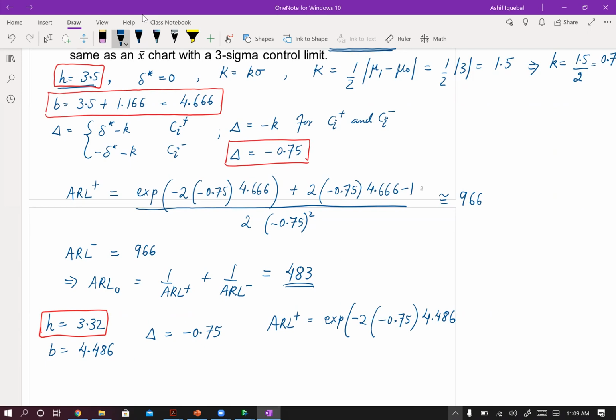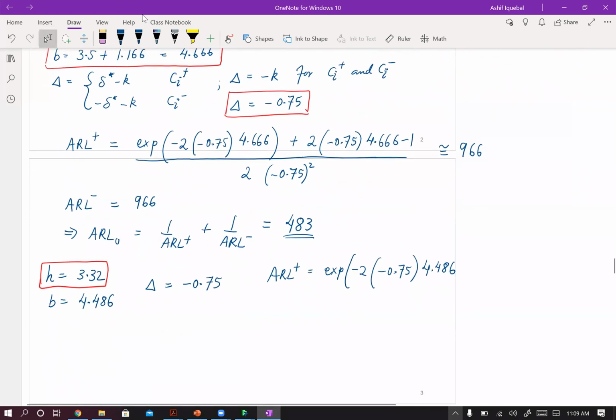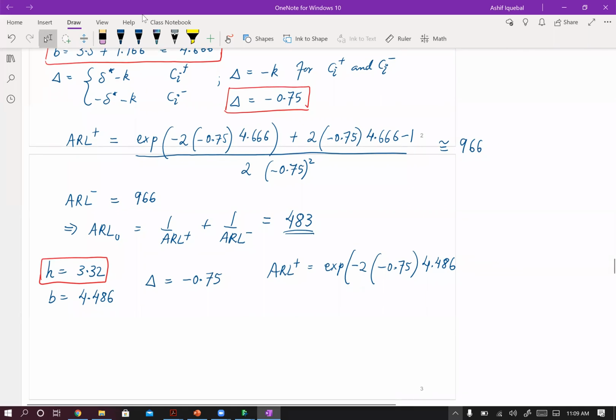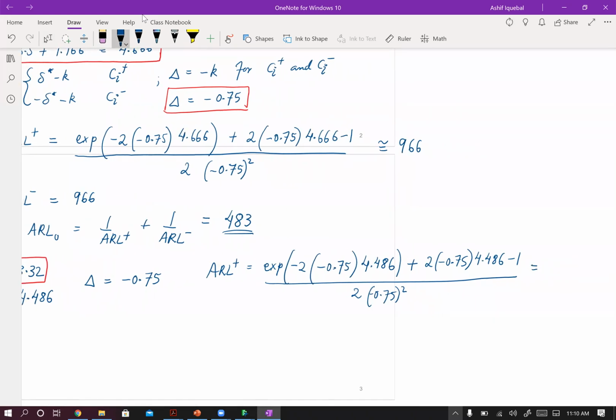Okay, so now I'm working with h equals 3.32, and I have the value of b. So I'm just plugging in these values, plus 2 times minus 0.75, 4.486 minus 1 divided by 2 times minus 0.75 squared. Now, if you calculate this value, you will get 714.6.